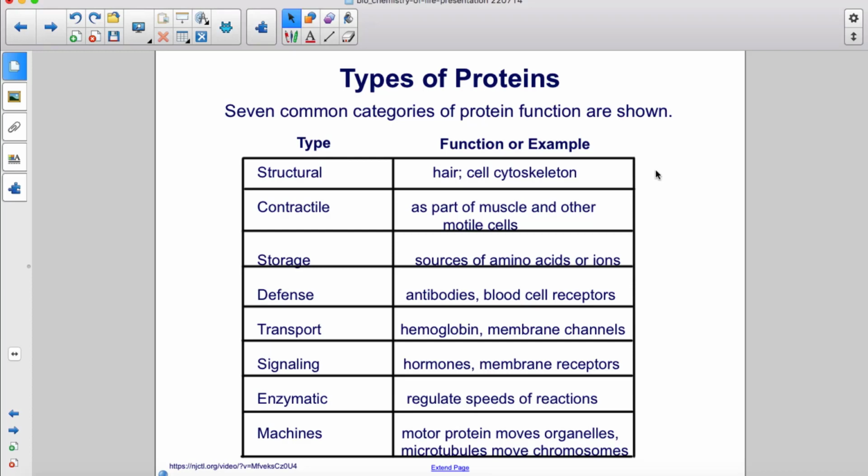Structural: hair, cell cytoskeleton. Contractile: as part of muscle and other motile cells. Storage: sources of amino acids or ions. Defense: antibodies, blood cell receptors. Transport: hemoglobin, membrane channels. Signaling: hormones, membrane receptors. Enzymatic: regulates speeds of reactions. And machines: motor protein moves organelles, microtubules move chromosomes.